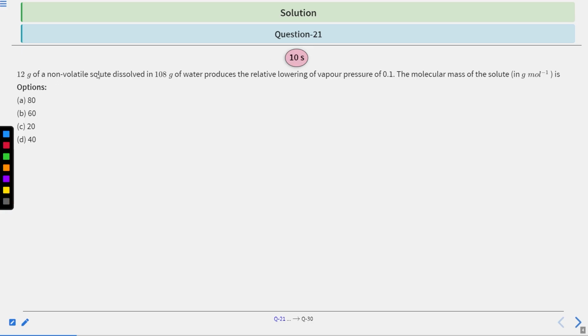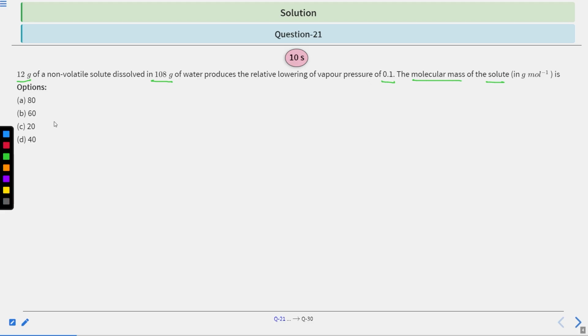12 gram of a non-volatile solute dissolved in 108 gram of water produces the relative lowering of vapor pressure of 0.1. The molecular mass of the solute in gram per mole is. So we have given the solute mass, which is non-volatile in nature, and the mass of solvent, which is 108 gram, and our solvent is water, and the lowering of vapor pressure value is 0.1. So we have to find out the solute molecular mass. Options are 80, 60, 20 or 40.